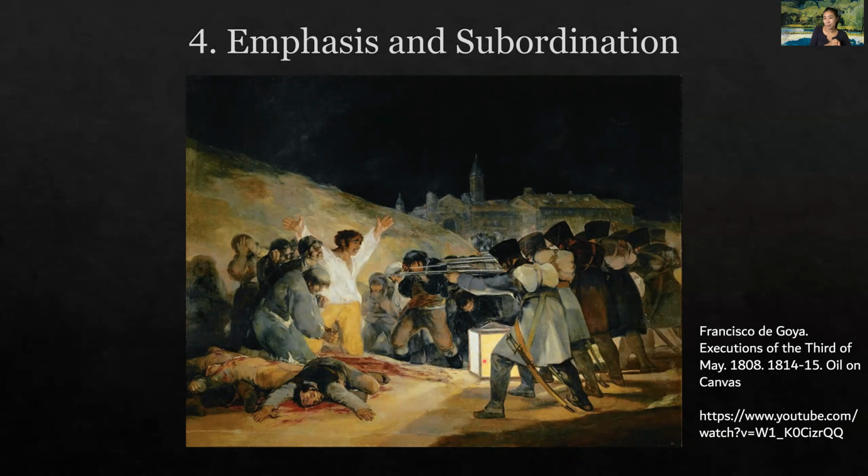There's one more example to see the emphasis and subordination. This is Francisco de Goya's painting. Goya was a Spanish romantic painter and printmaker. He is considered the most important Spanish artist of the late 18th and early 19th centuries. So this is a historically great painting. Please watch a video about this painting.